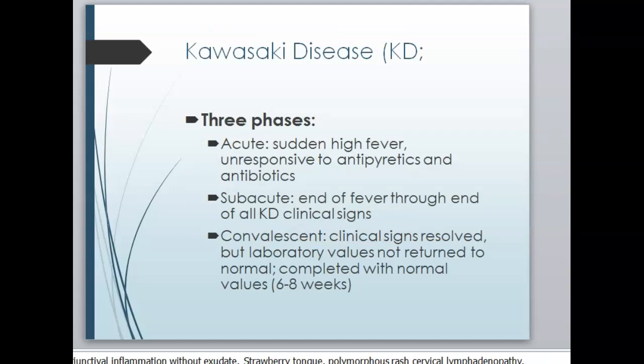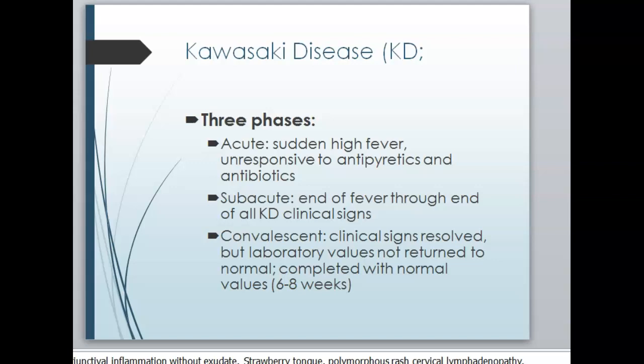There are 3 phases to Kawasaki's disease. There's the acute, which is sudden high fever, unresponsive to antipyretics and antibiotics. Then there's a subacute phase, which is the end of the fever through end of Kawasaki disease clinical signs. And then there's a convalescent, which is clinical signs resolved, but laboratory values not returned to normal. It's completed within normal values 6 to 8 weeks.